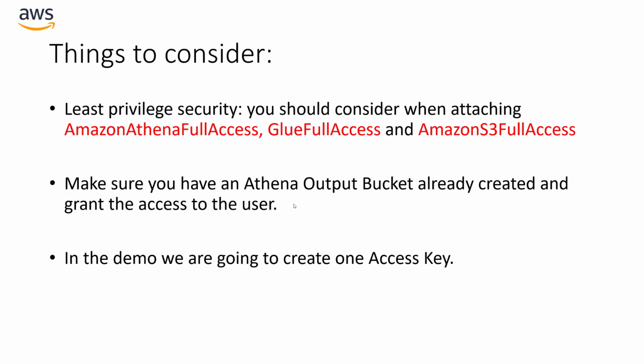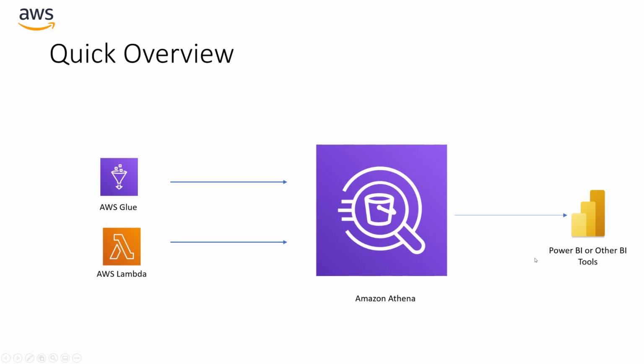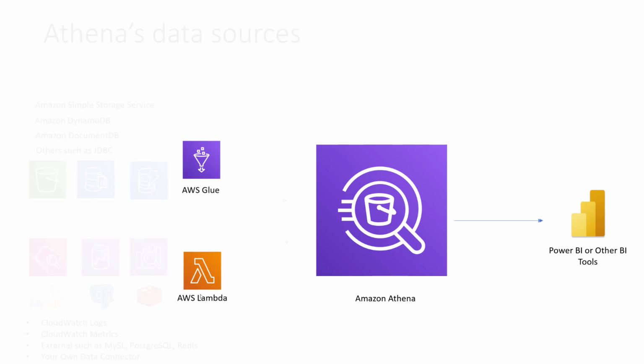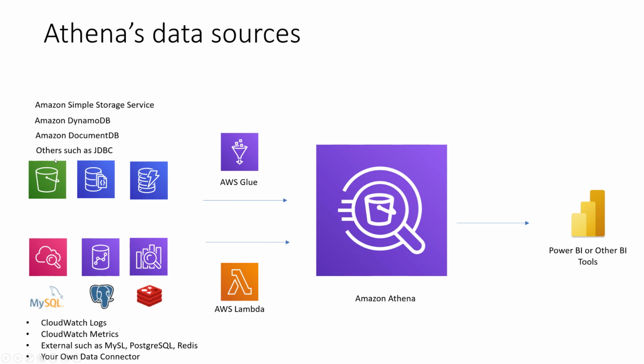So in this demo, we are going to create one access key as an example. Before we go into the console, just a very quick overview. Because in Athena there are so many cases, we cannot go through everything, so we're just going to go through a little bit of how the security works here. So we know that this is Athena. There are some ways that Athena can feed in the data. They can feed in from Glue, or they can come in from the AWS Lambda connector. For Glue, there are some popular ones, like S3, DynamoDB or DocumentDB, and other JDBC connectors. And for the Lambda part, there are a lot of options that you can use for the Lambda connectors, like CloudWatch Logs, CloudWatch Metrics, and some other popular databases like SQL, Postgres, and Redis.